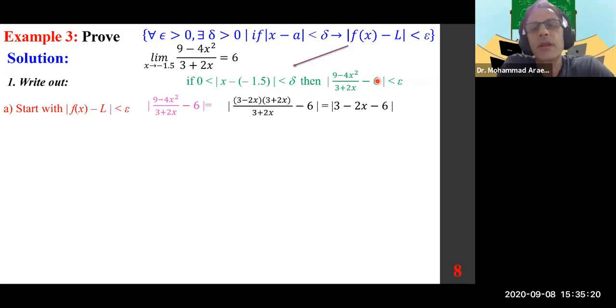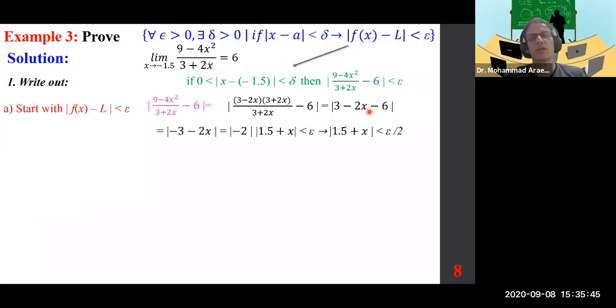Okay. So when we factor this, everybody, 3 plus 2x and 3 plus 2x cancel each other. And we are left with the numerator only, 3 minus 2x, and then minus 6. So 3 minus 2x minus 6. So hold on to that. Eventually, we're going to come back. It's now simplification of that. See what happens with the simplification of that.